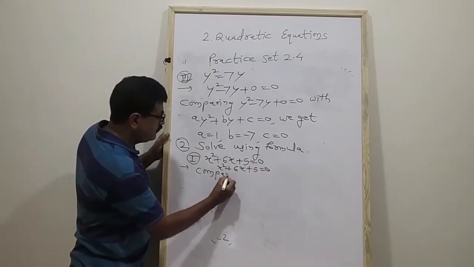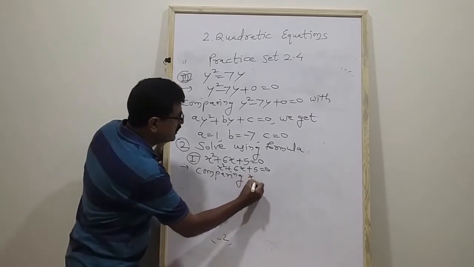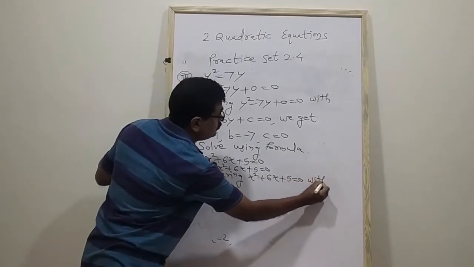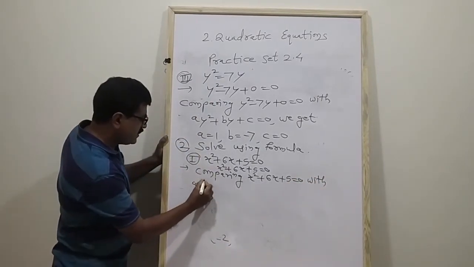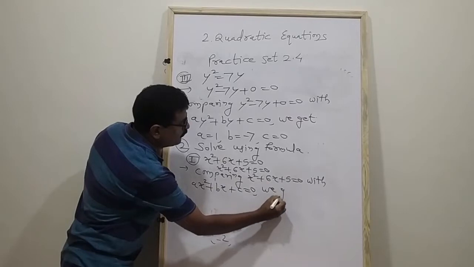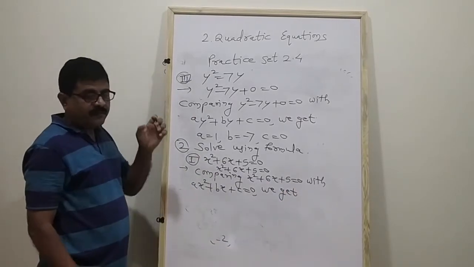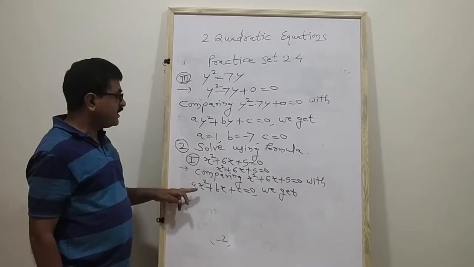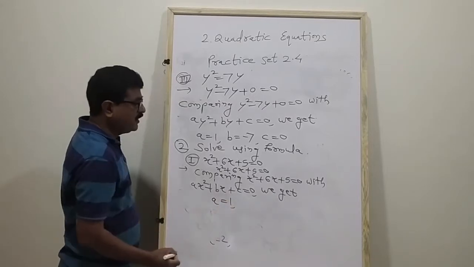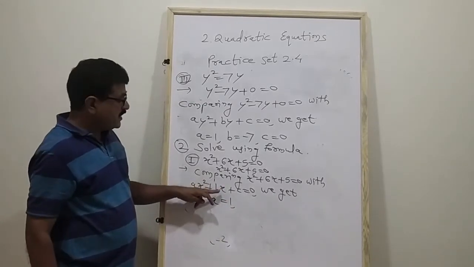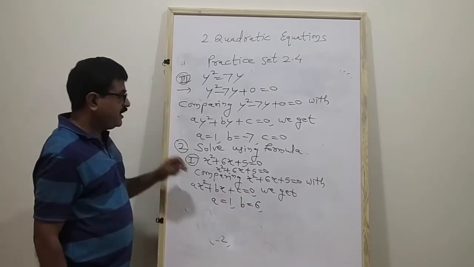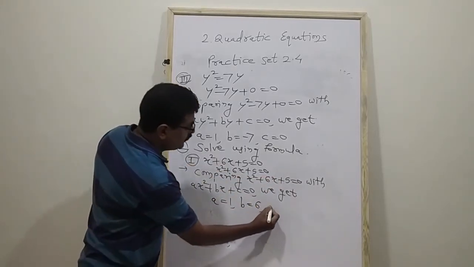Comparing x square plus 6x plus 5 is equal to 0 with ax square plus bx plus c is equal to 0, we get: comparing coefficients of x square, that is a is equal to 1, we get the value of a is equal to 1. Comparing coefficients of x, that is b is equal to 6, and c is equal to 5.